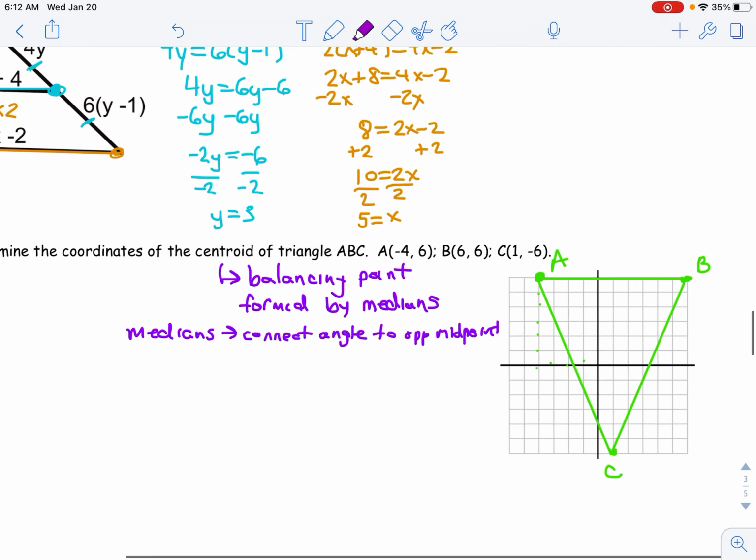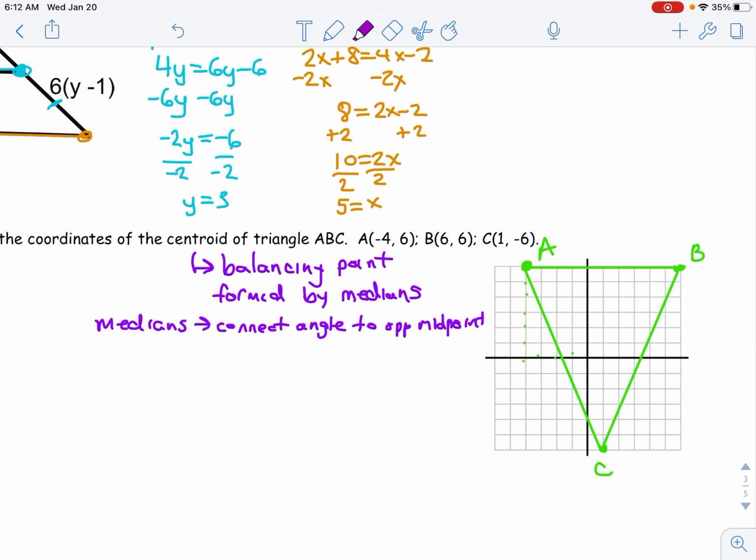So what does that mean? I can do this the hard way, where I find the midpoint of each side. That side right there has a length of 10. I can count it really fast: 1, 2, 3, 4, 5, 6, 7, 8, 9, 10. So for the midpoint, I just count 1, 2, 3, 4, 5, boom. And then connect it. So that right there is a median.